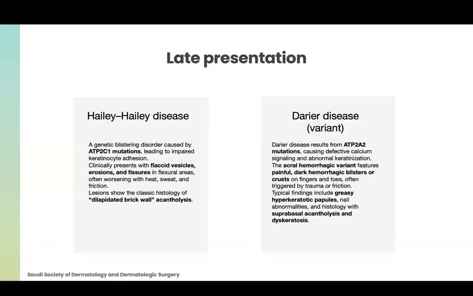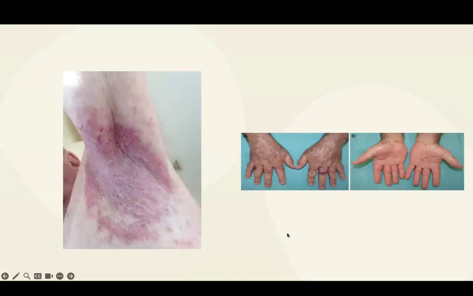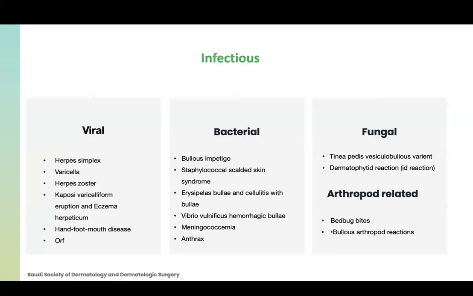And I put Darier's disease, although the common presentation is not blistering, but there is a very rare variant, which is called acral hemorrhagic variant that presents with blistering over the palms and soles, as you can see in this picture. It's a hemorrhagic blister. So that's mainly about the genodermatoses. Do you have any questions that we can answer? Okay. Then we'll proceed to the infectious.